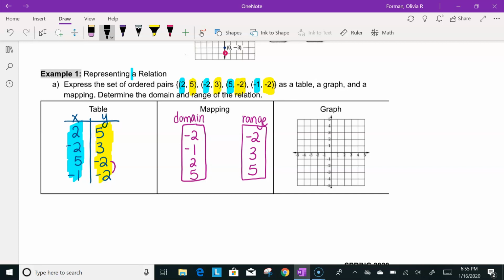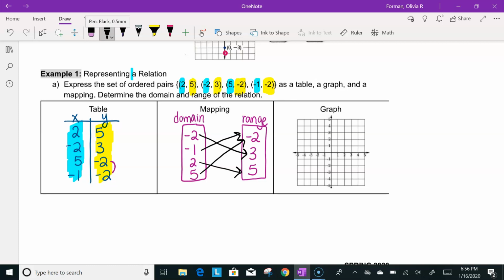So I look at my ordered pairs again. The -2 goes to 3. So I'm going to draw an arrow. The -1 goes to -2. So I draw that arrow. The 2 goes to 5. And the 5 goes to -2. Okay, so there you have your mapping diagram. Again, if you would have put -2 in your range twice, it's not necessarily wrong. It's just something that's not as common with mapping diagrams.